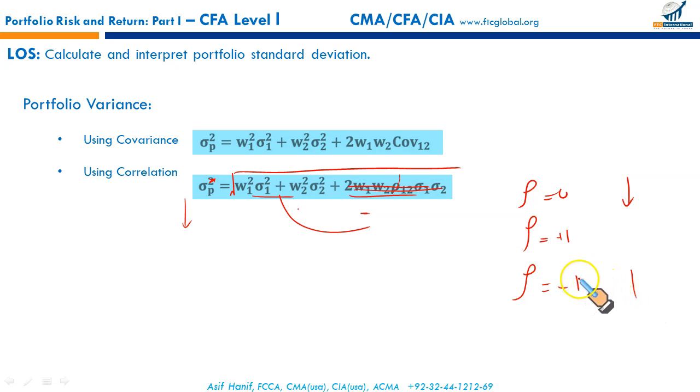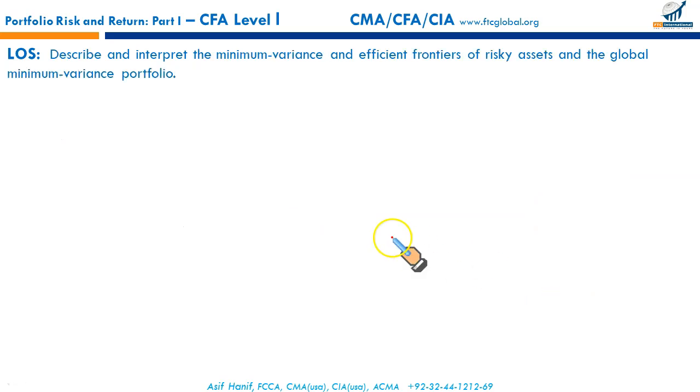Or if it is close to -1, let's say maybe -0.70, you will get quite a lot of risk reduction. So if the portfolio elements are perfectly negatively correlated, risk would be eliminated. If they are strongly negatively correlated, then there will be significant risk reduction. And that's how things go. Next is describe and interpret the minimum variance and efficient frontiers of risky assets and the global minimum variance portfolio. What is an efficient frontier?